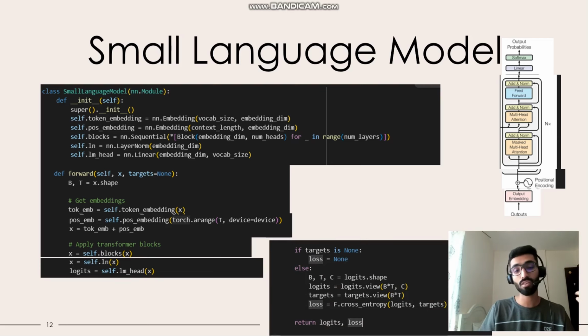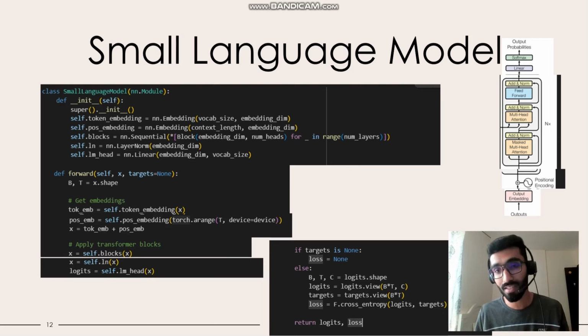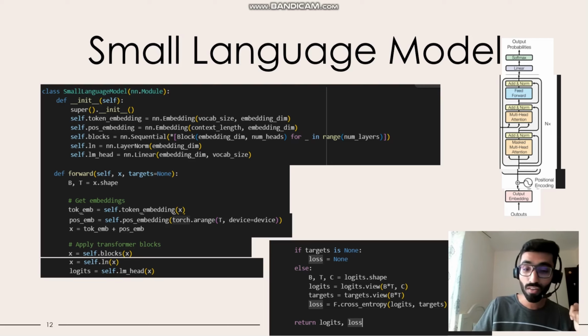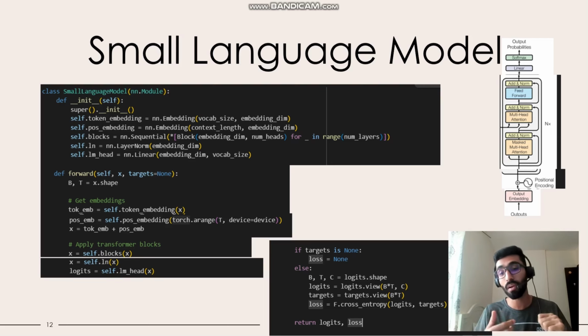If target is none, loss is equal to none. Else, I'm calculating a loss. And at the end, I'm returning logits, the number of outputs, which depends upon the vocabulary size, as I explained at the start of the video. How many logits depends upon the vocabulary size, like how many values the model has predicted, and at the end, it will be a loss.